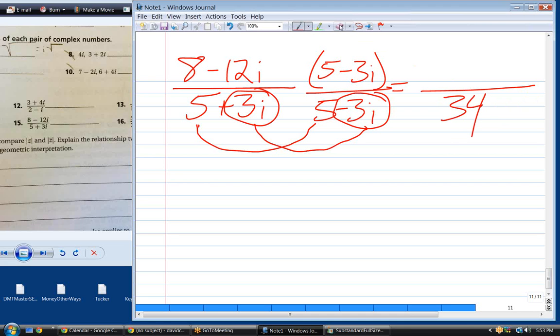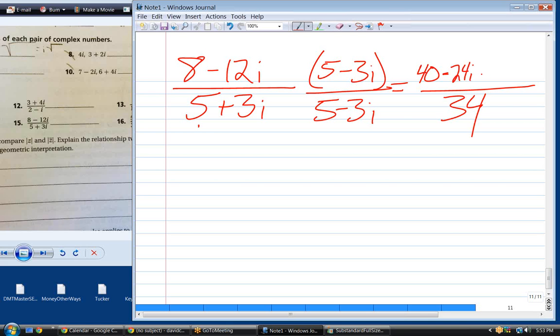Okay, what's the numerator become? That would be 8 times 5 is 40, minus 24i, minus 60i, plus 36i squared. Simplify that. That'd be 40 minus, let's see, 36. Probably worth doing those two terms first, because that's the real part.